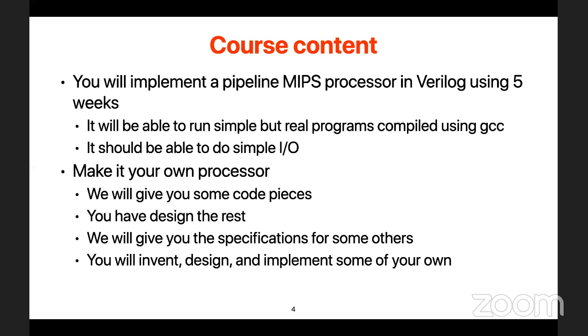So here's the course content. In this class, you are going to implement a pipelined MIPS processor, which is a trimmed down, simplified version of the MIPS processor described in the textbook, within 5 weeks. It will be able to run simple but real programs that are compiled using GCC. It will also be able to do some simple IO, so you will see it printing something on the monitor screen. And you can further customize the processor to make it your own.